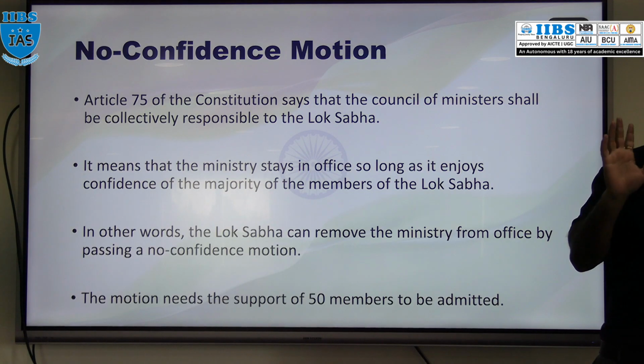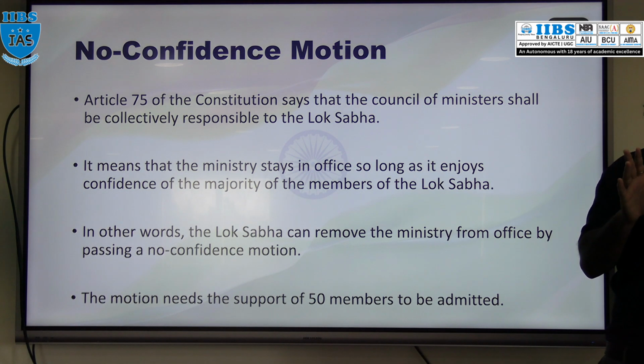When this motion is passed by simple majority, then the Prime Minister along with the Council of Ministers, that is the government, has to resign. The government has to resign. Got it, everyone? By simple majority.